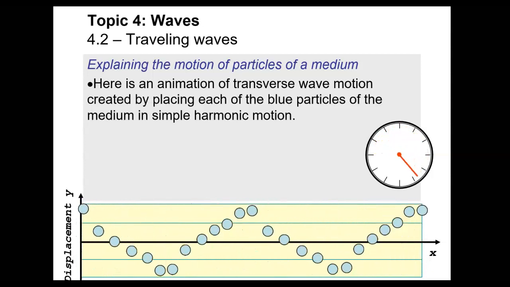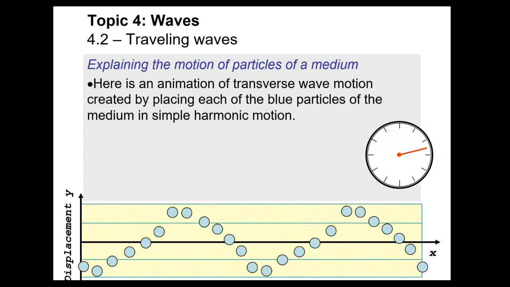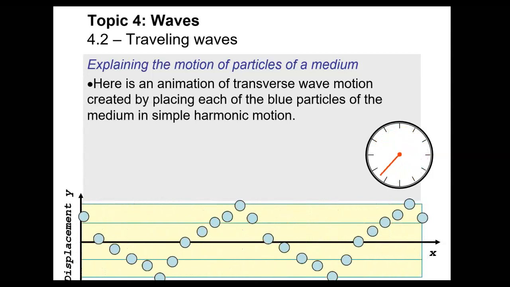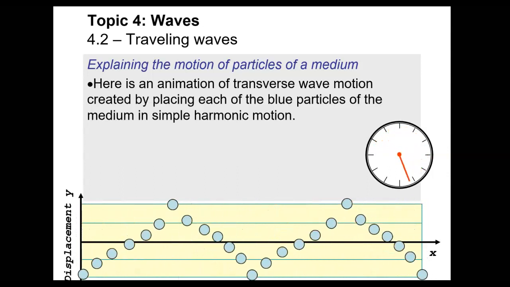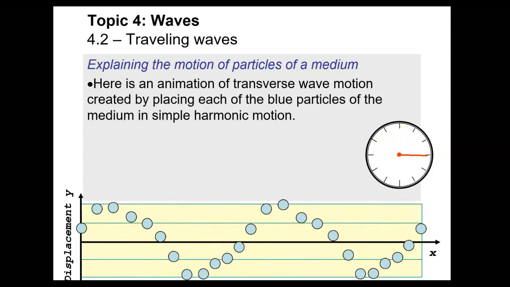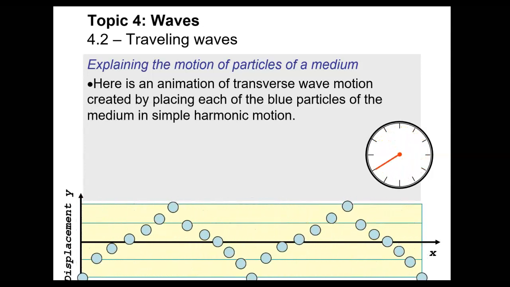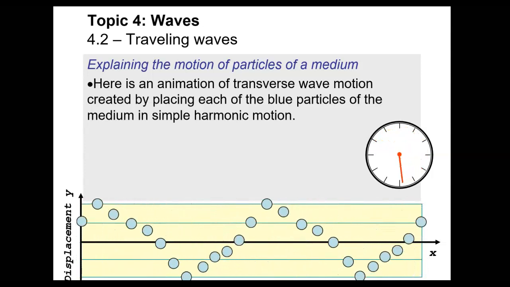So for a transverse or longitudinal wave, you can think of the individual particles making up the wave, each of those particles being in simple harmonic motion. And of course, we know what simple harmonic motion is, and we know what kind of behavior that follows. It's a sinusoidal type of thing, and that's one reason we learned about simple harmonic motion first.